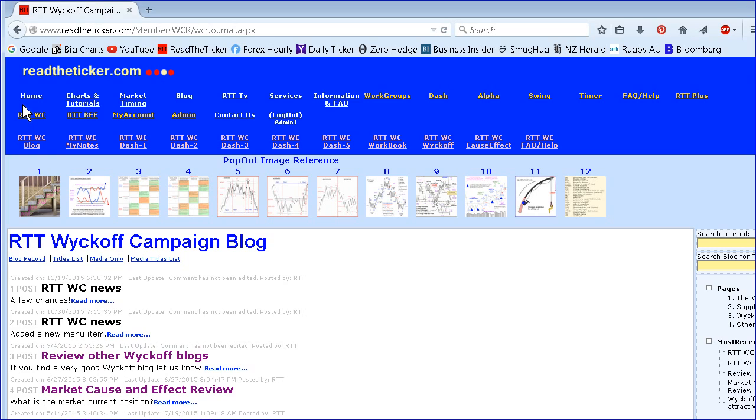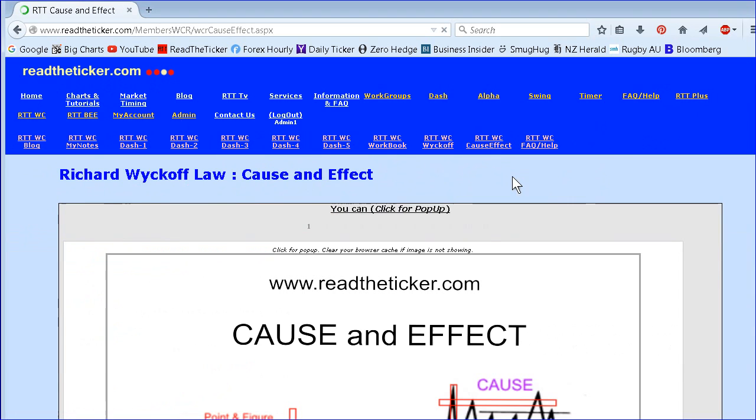Welcome to readtheticker.com. Today we're going to show off a new feature of one of our long-standing tools, the swing scanner. Part of the RTT Plus service, we offer a RTT Wyckoff campaign blog where we cover the Wyckoff price action. Part of this blog is a reference to the Wyckoff cause and effect.